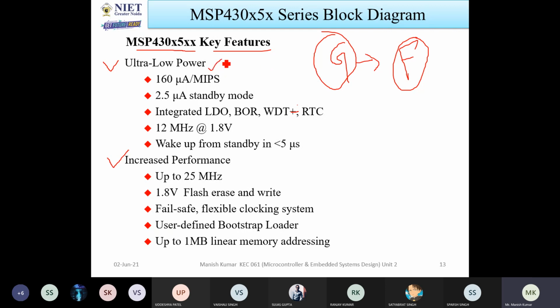In ultra low power, how can they tell that this microcontroller consumes very low power? It works on very little power. You can see 160 microampere per MIPS. MIPS indicates million instructions per second. So when you are executing a million instructions in 1 second, it will take 160 microampere current. In this case, you can tell that it is very useful. And when we are talking about the standby mode, it will consume 2.5 microampere current.